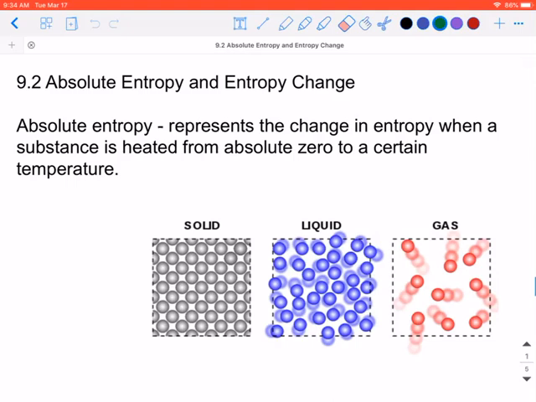Hello everybody, this is Miss Woods. Today I'm going to teach you about absolute entropy and entropy change.